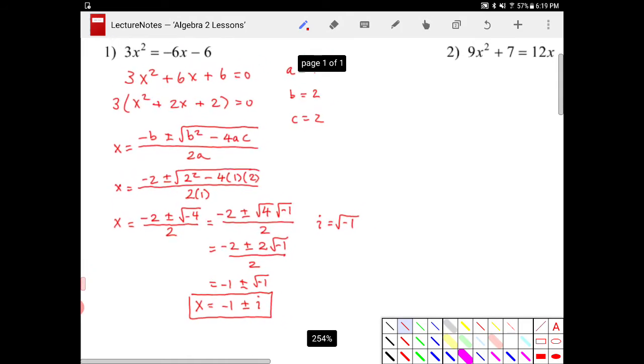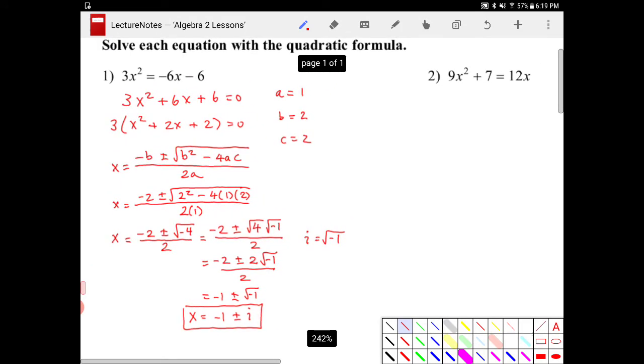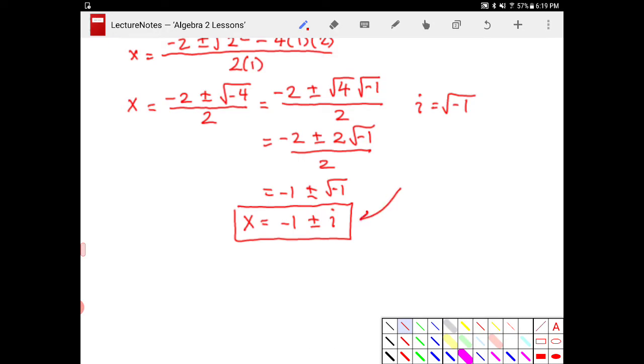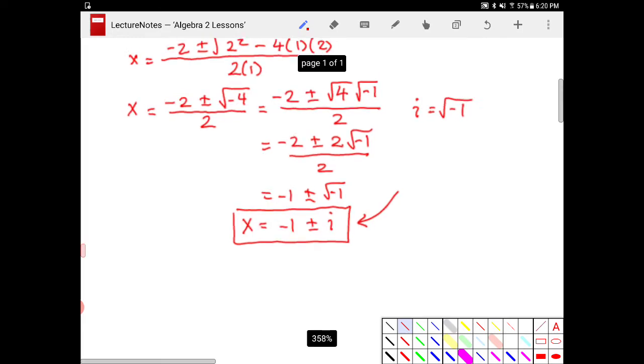An imaginary solution, if you recall from back in Algebra 1, a quadratic equation can have two solutions, one solution, or no solutions, right? So when we have no solutions, we actually have imaginary solutions. This is where the parabola does not hit the x-axis, but instead we have these imaginary roots.